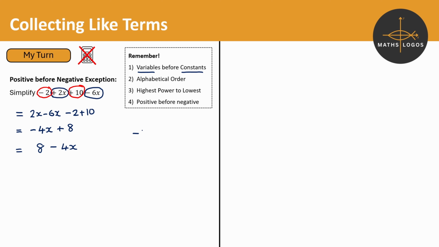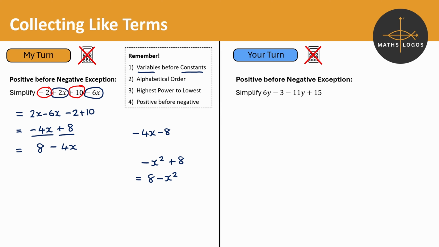Now, what would happen if I had negative 4x subtract 8? Well, in this case, I would stick to rule 1, where the variables come before the constants. The exception to the rule happens when I've got a positive and a negative like this. Give you a few more examples of when we might do something like this. If we had negative x squared add 8, we would tend to write that as 8 subtract x squared like this. Okay, so just wanted to make you aware of that exception. Pause the video and give this question a go.